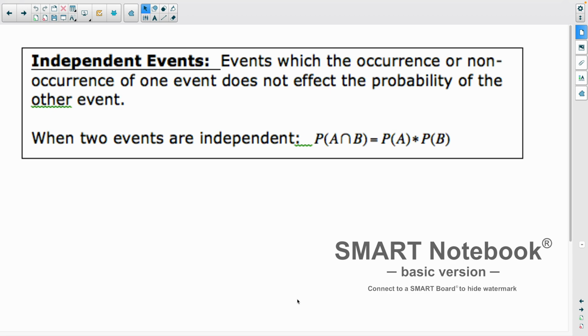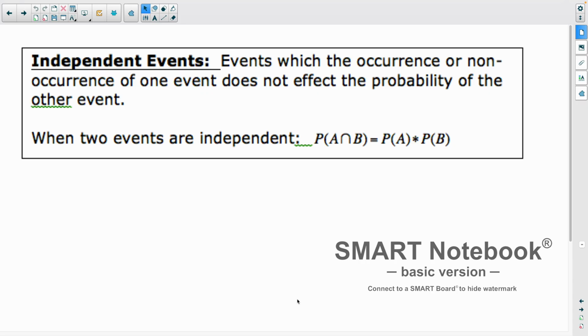So today, what we're going to discuss is independent and dependent events. All right? So we're going to discuss independent and dependent events. So an independent event occurs when the occurrence or non-occurrence of one event doesn't affect the probability of the other event.